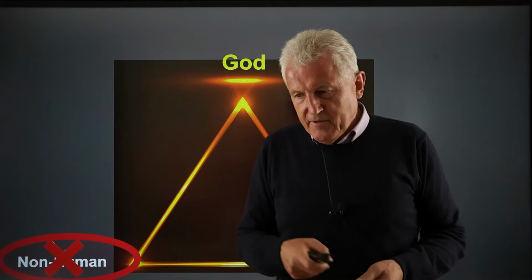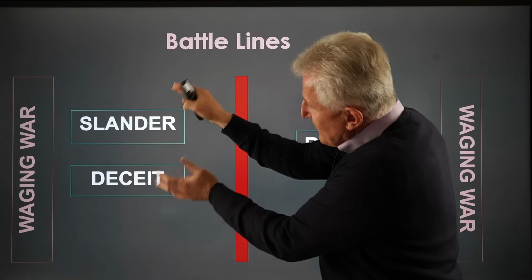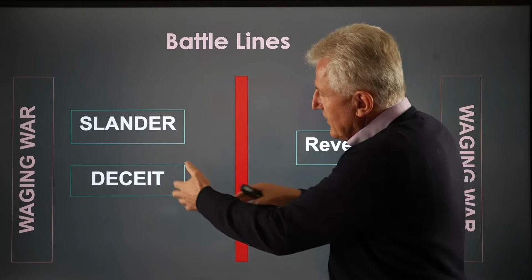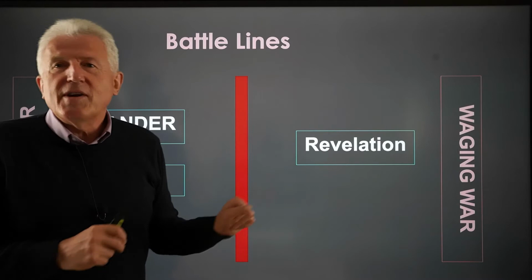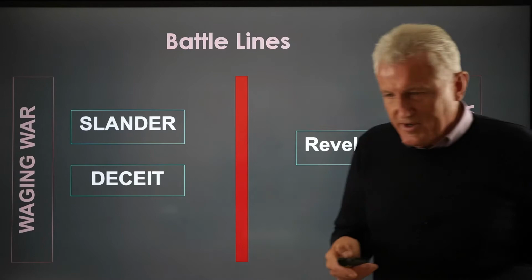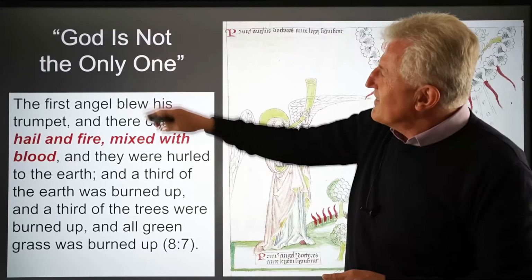So I have used this illustration before in the cosmic conflict theme, that you have on this side someone waging war by slander and deceit, slandering God, misrepresenting God, and deceit, misrepresenting himself too. And then you have God waging war by means of revelation. But the story in Revelation is not just about what God is doing. That is what we are learning here. Let me give an illustration of this one. This is in the context of the seven trumpets. And my claim here, God is not the only one.